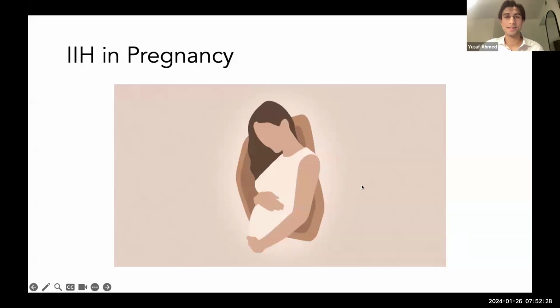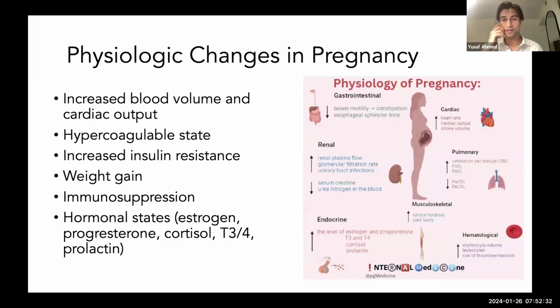So let's get into the meat and potatoes of the talk here. We'll talk about IIH and pregnancy. And as Dr. Sharma alluded to, there are physiologic changes that occur in pregnancy. There is increased blood volume and cardiac output. There's a hypercoagulable state. There's increased insulin resistance, weight gain, immunosuppression, and changes in hormones.